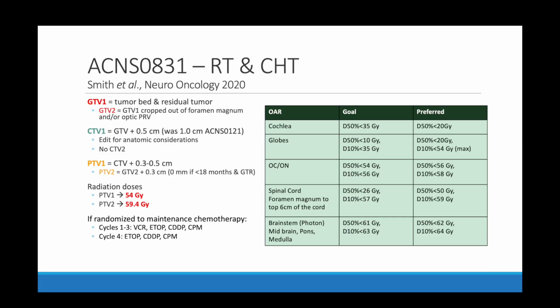This slide just has some of the treatment details: how they define their target volumes, the radiation doses, as well as the dose constraints. And then at the bottom, you can see what agents they gave for cycles 1 to 3 versus cycle 4 of chemotherapy. I'm not going to read through this in great detail, but I will just leave it here for your reference.